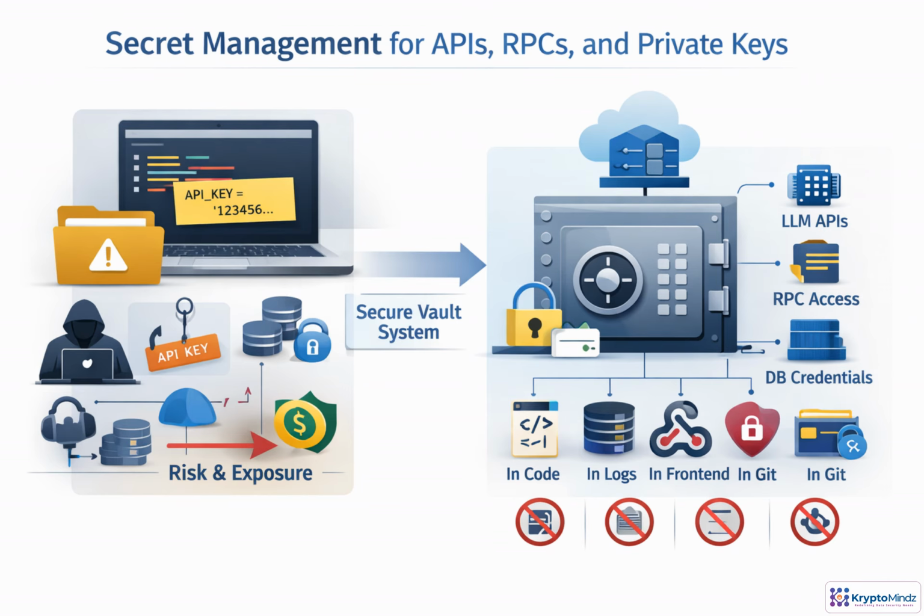Treat every secret as production-critical infrastructure, not a convenience string. Environment variables are a useful starting point, but they are not a complete strategy. In real deployments, store API keys, RPC credentials, database passwords, webhook secrets, and wallet keys in a vault or cloud secret manager. Never place them in prompts, logs, front-end code, screenshots, or Git. Restrict each secret's permissions, rotate it regularly, and assume any accidental exposure requires immediate replacement.